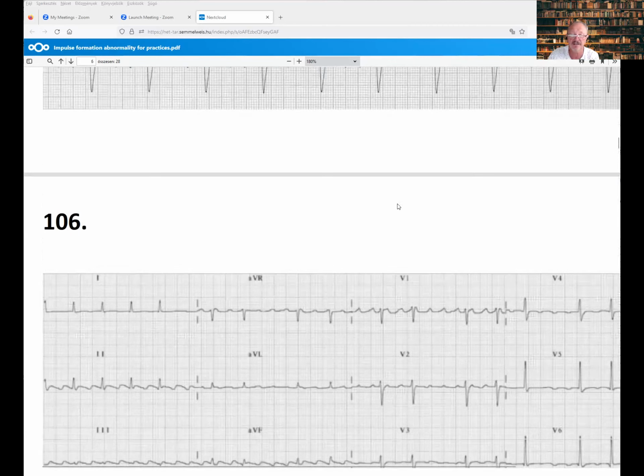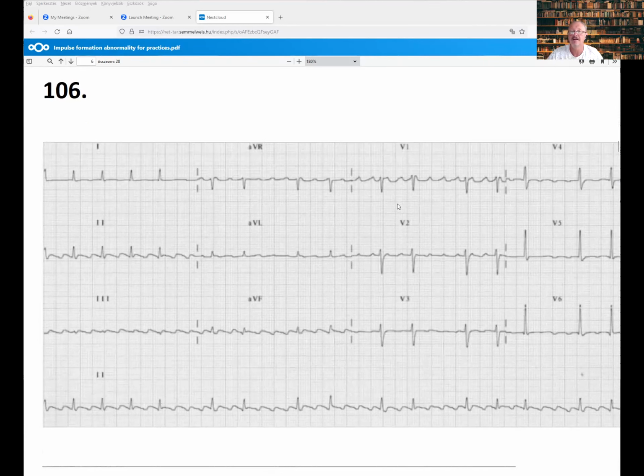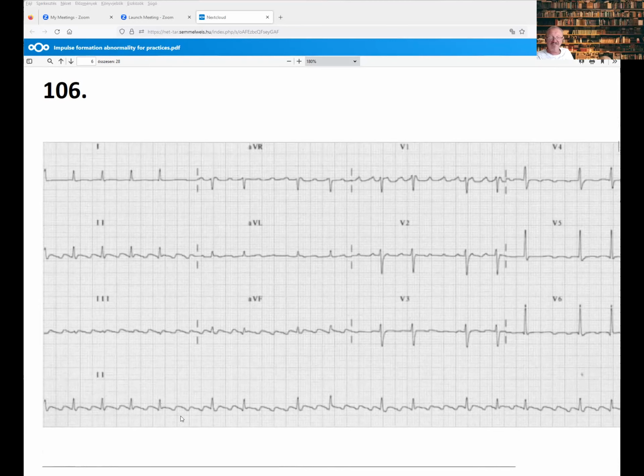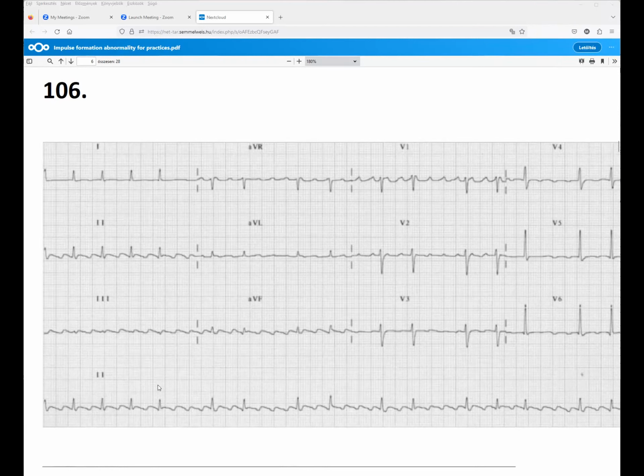Okay, 106. So this is arrhythmic, and the heart rate is about 150. 150? I don't think so. This is not rhythmic. If you look at the bottom rhythm strip, you can see that sometimes the rate is less than 150, about 120, and after you have 1, 2, 3, 4, it's 70 or 60.